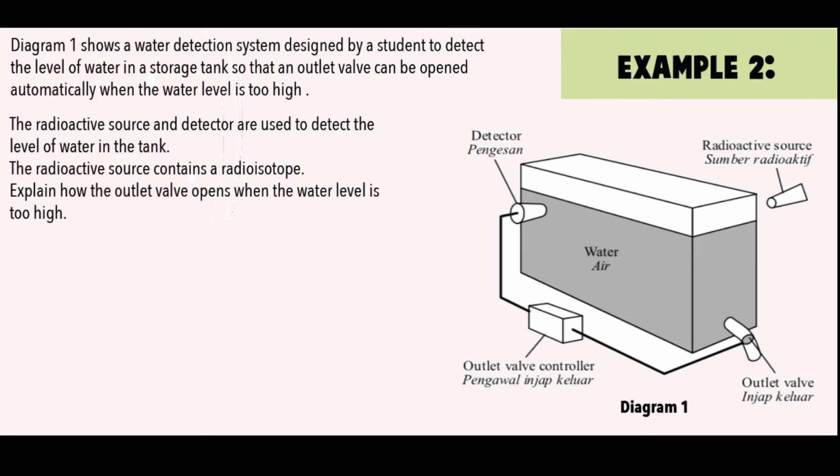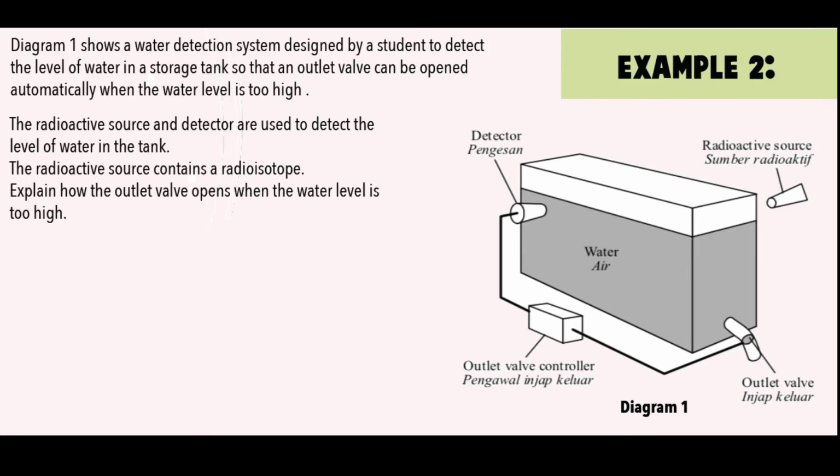Then suddenly it drops so much. So that means the beta cannot go through the water. Now the water is over the level. When it's just over the level, your outlet valve controller will automatically detect it, then they will open the valve and let the water flow out. Okay, this one is an explanation.